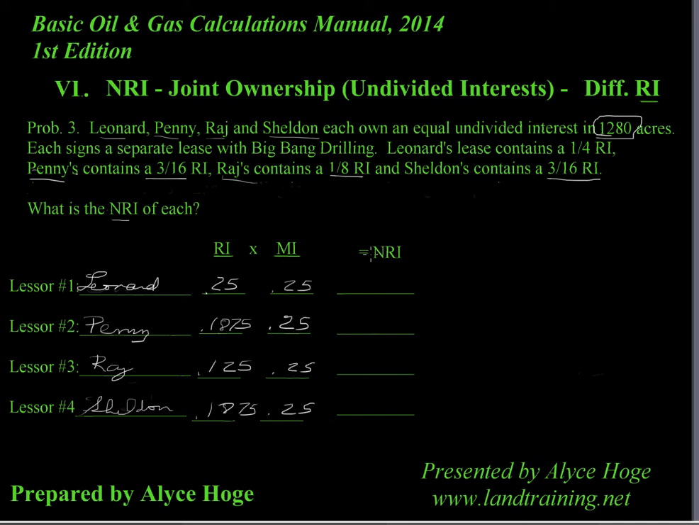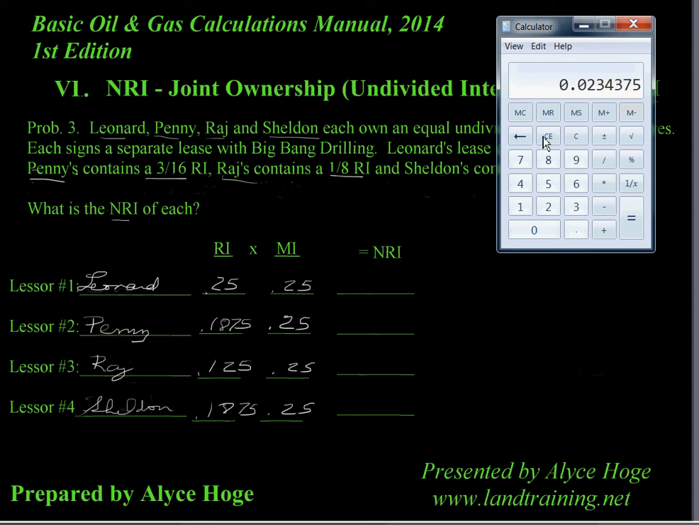So in order to calculate the net revenue interest, if the ownership is split among 4 different people and they all have different royalty interests, you reduce their royalty interest by their mineral interest. So instead of Leonard getting a 25% royalty, let's look at it on a calculator. His royalty interest is 0.25, times 0.25, his mineral interest, which means his net revenue interest is going to be 0.0625.